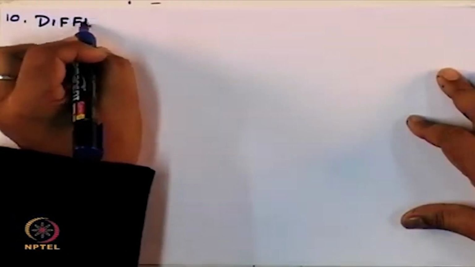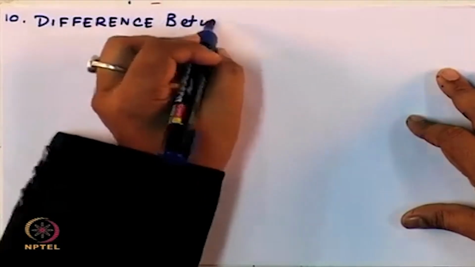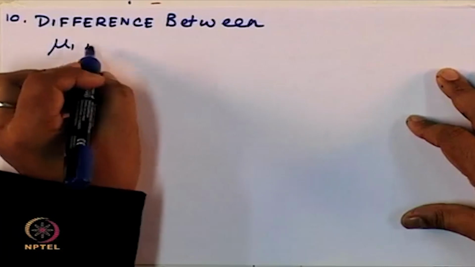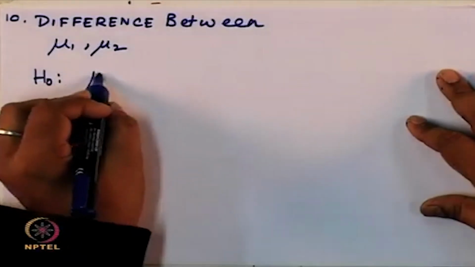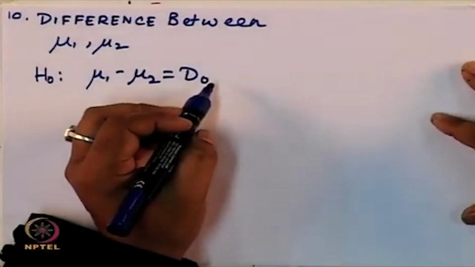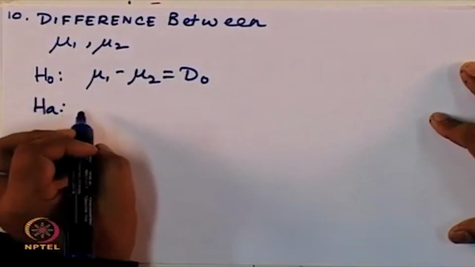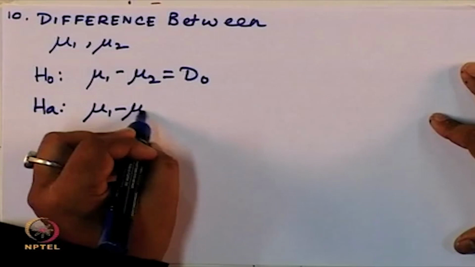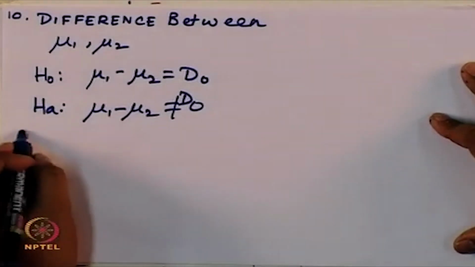Now let us see how to find the difference between population means, mu1 and mu2. What should be your null hypothesis? Your null hypothesis can be something like mu1 minus mu2 equal to d naught, where d naught is some prescribed value that you control. And your alternate hypothesis, for a two-tailed test, is mu1 minus mu2 not equal to d naught. Let us take an example.